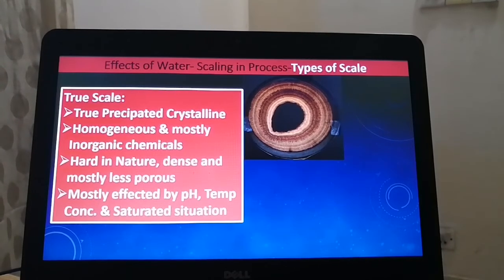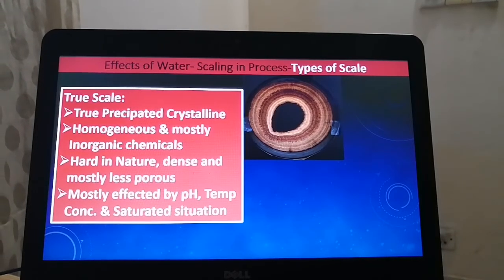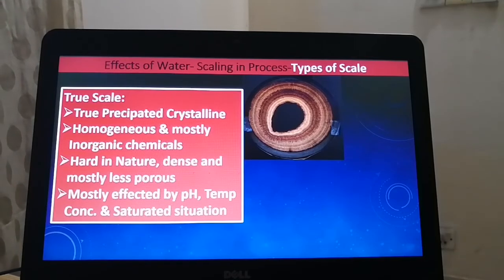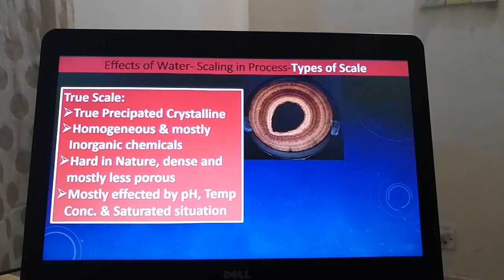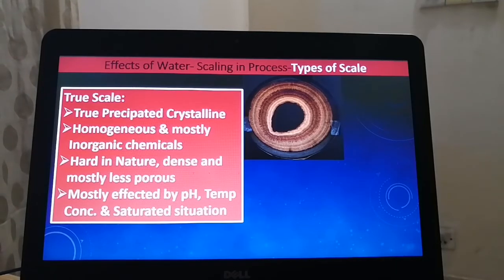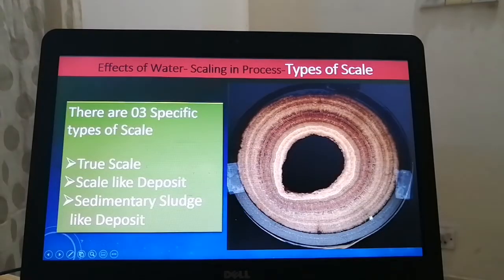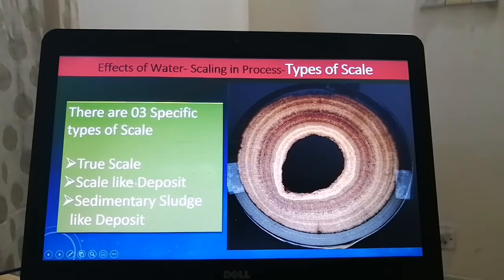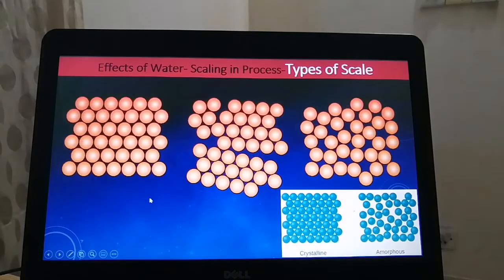So now we would like to discuss shortly what a true scale is. We classified scale in three. Number one, true scale. Number two, scale-like deposit, and number three, loosely bound scale-like deposit. So there are three kinds of scale: first is true scale, second is scale-like deposit, and third is sedimentary deposit. These are the three kinds of scale we find.